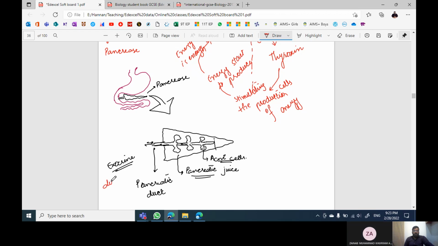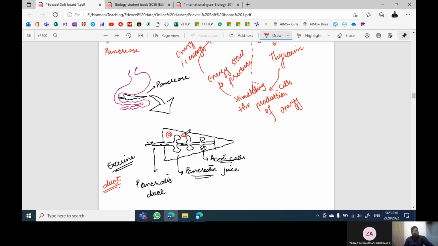It is not following the path of blood. It is following the path of the duct. We did discuss this, that if any chemical is not following the path of the blood, it would not be categorized under the endocrine system. Now, there are some other cells in this pancreas.